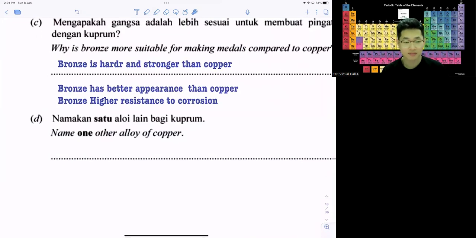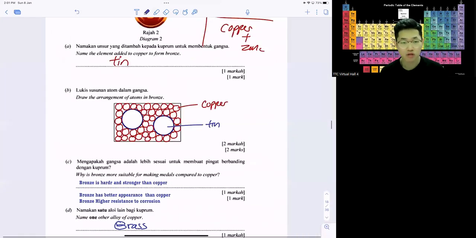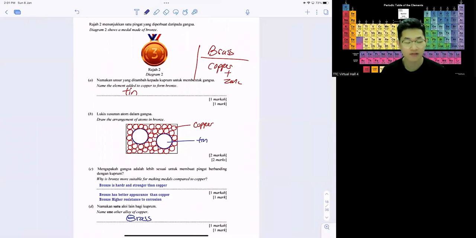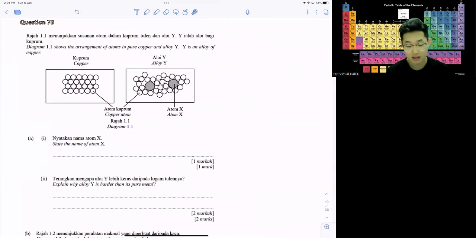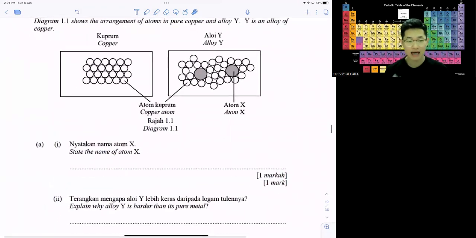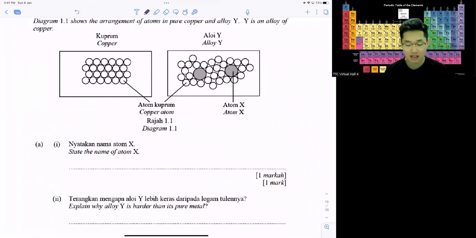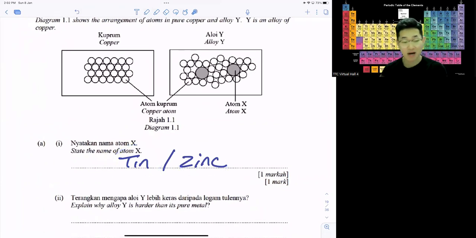So that's one of them. Name another alloy of copper. Brass. Brass and bronze are the two most commonly asked questions for alloy. Next. The diagram shows the arrangement of atoms in pure copper and alloy Y. Name atom X. So it's up to you. Alloy Y, you can make it tin or zinc. If you put tin, then it is bronze. If you put zinc, it will be brass.